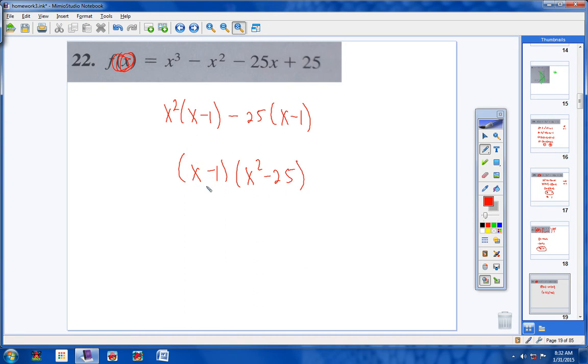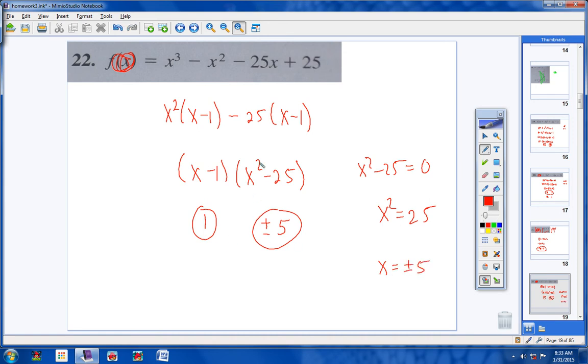Now, set this equal to 0 and solve, and you'll get 1. Set this equal to 0 and solve, and you'll get positive negative 5. I'm gonna do this one for you real quick. X squared minus 25 equals 0. Bring the 25 over and make it positive. Take the square root of both sides. You're choosing to put in the square root, so you must put plus minus. So there you go. So this problem here has 3 x-intercepts or 3 zeros, 1, negative 5.